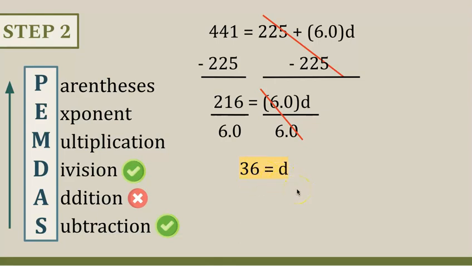36 equals d. If I were taking a physics test and doing this problem, I would always make sure to include my units in my final answer. I know that distance is measured in meters, so I would just add in that m, 36 m equals d, to show that 36 meters is my answer.